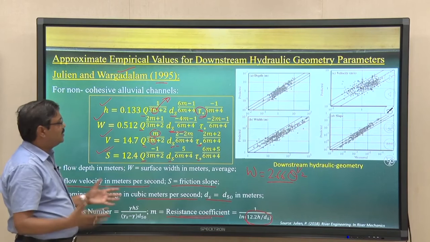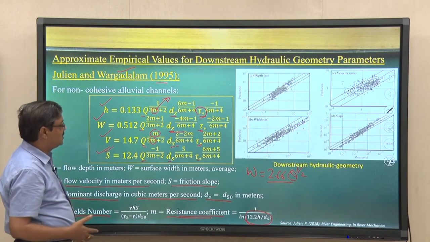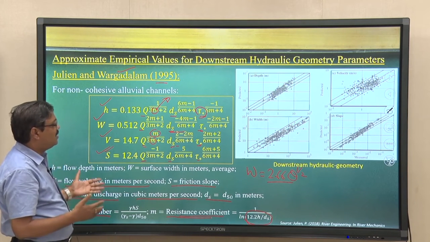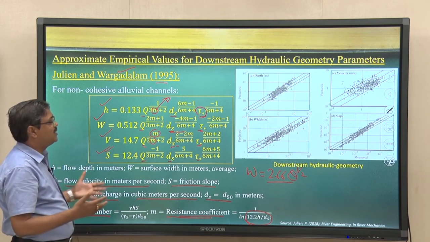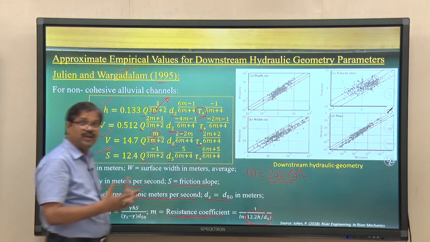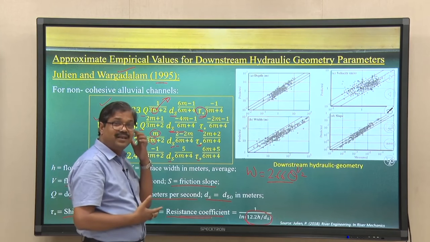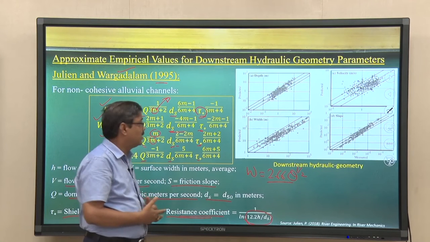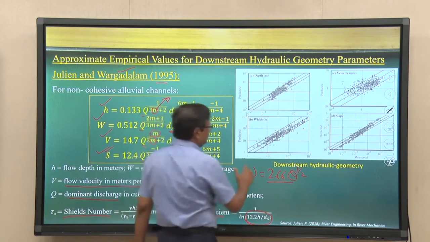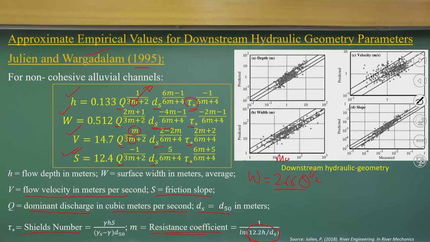So, what they did is establish these equations, and then they have a relationship between measured and predicted. That is the reason, when you develop regional scale relationships, you need a huge data set. That is the statistical analysis. If you look at this, it is the measured versus the predicted flow width. If it follows a 1:1 line, it is perfect, but that does not happen.